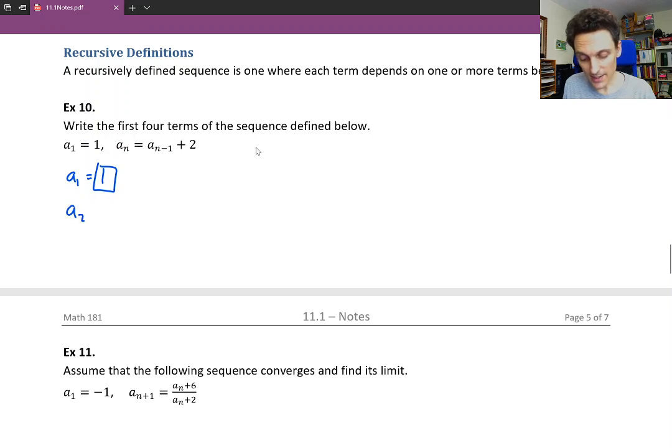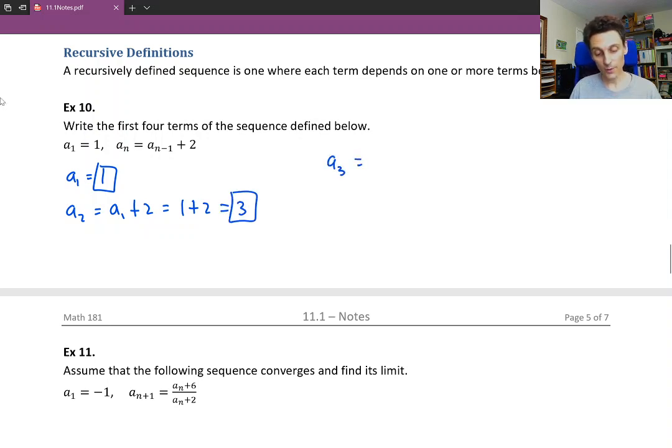So let's look at a sub 2. When we have n equals 2 here, we're going to have a sub n minus 1, that's 2 minus 1, which is 1. So we're going to have a sub 1 plus 2. So this is 1 plus 2, which is 3.